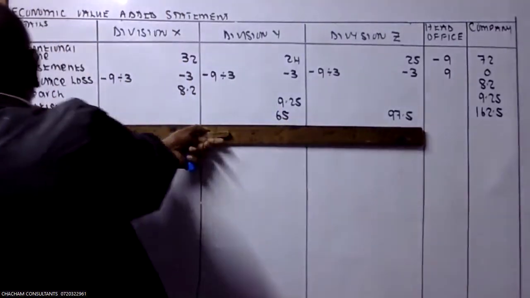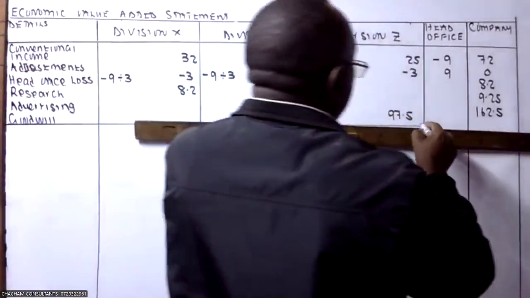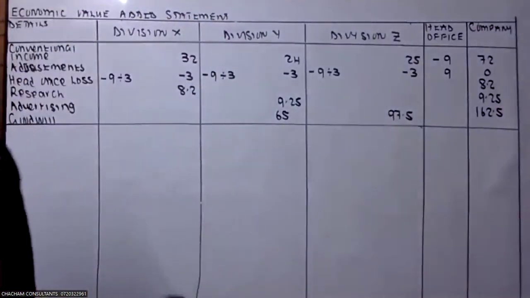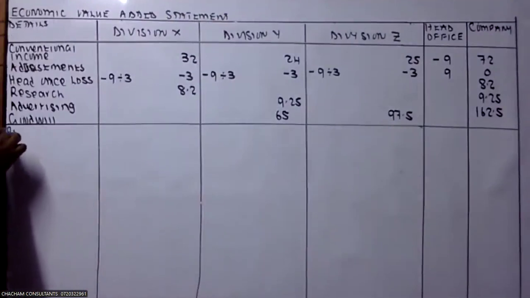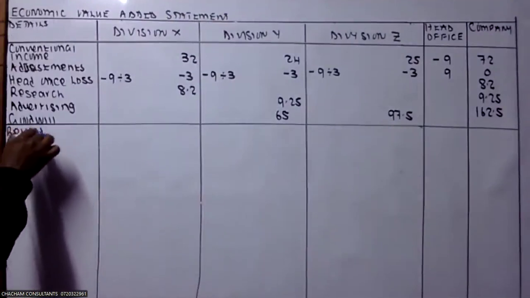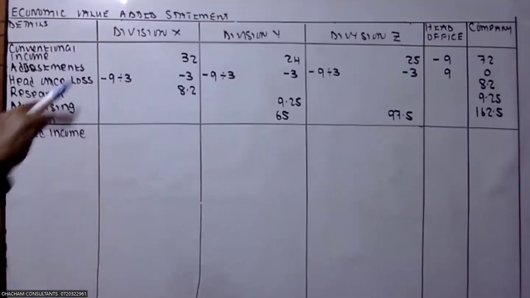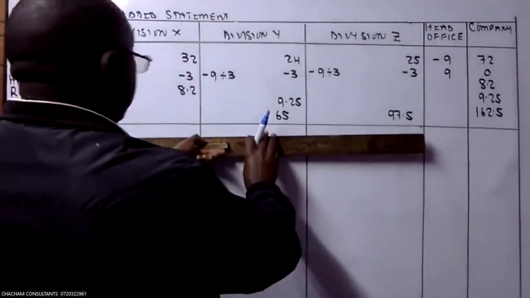And something else you notice, this question has not talked to us about tax. So we are not deducting tax. So this is called revised income. Ni ile tulikuwa tumefungia kwa brackets pale. Ndio inaitwa revised income.